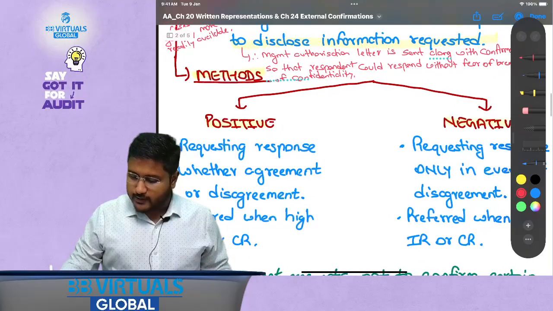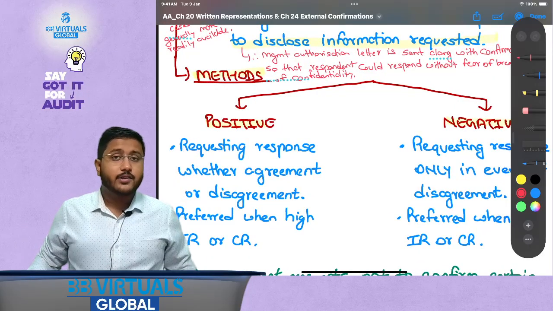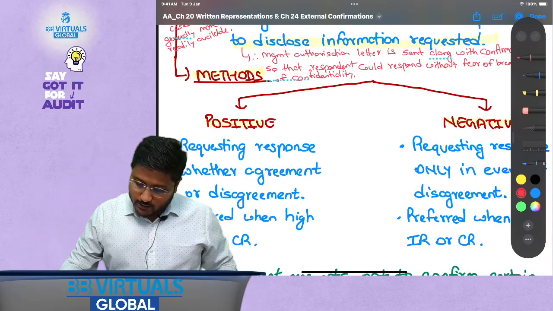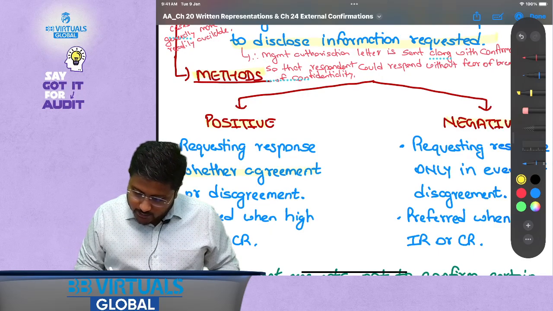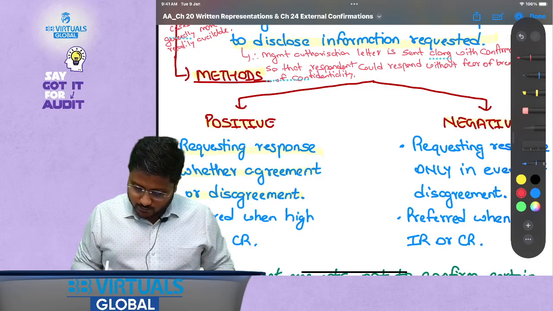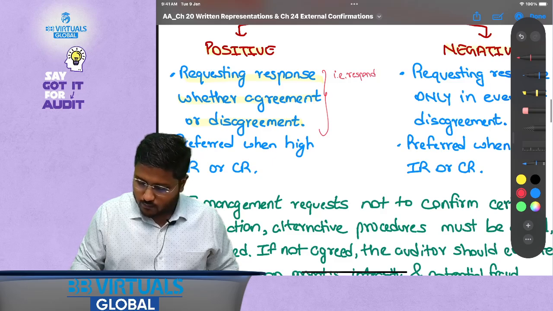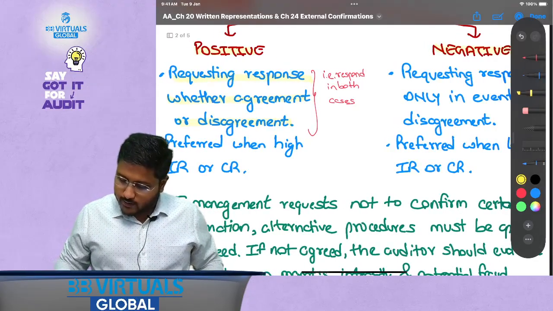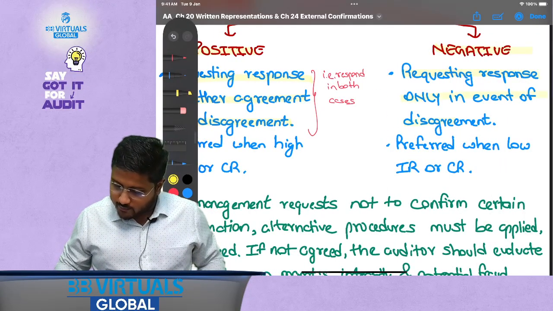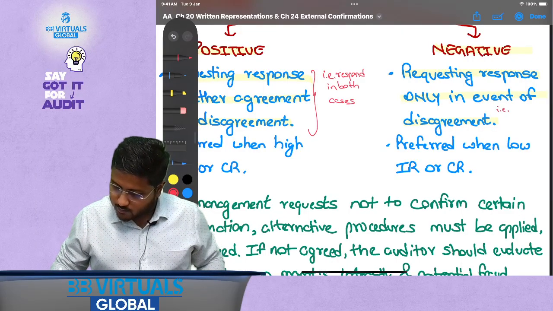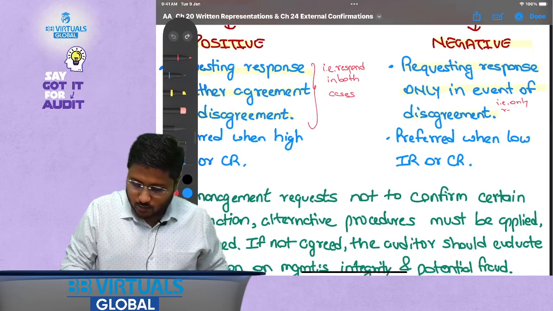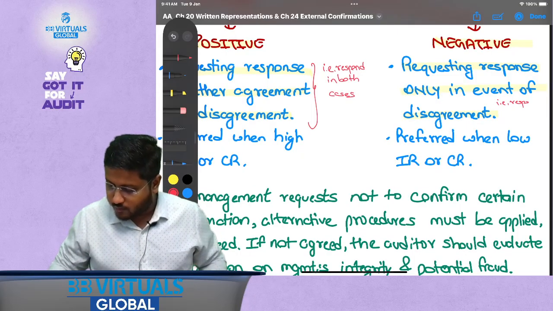What is the overall meaning of it? Let's discuss it. Positive as in you have to confirm whether you agree or not. So requesting a response, whether agreement or disagreement. That is, respond in both cases. Whereas when we talk about the negative confirmation, it is requesting a response only in the event of disagreement. That is, respond only if disagreed. This is very important.